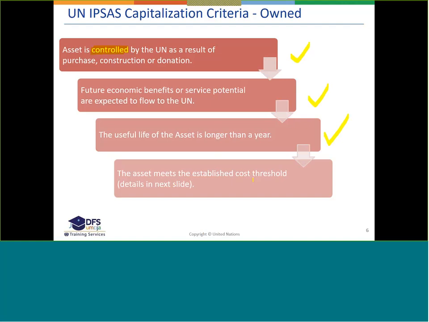So if you identify an asset in your mission that is controlled by UN, it has service potential or will bring economic benefit, its useful life is longer than 1 year, and the asset meets the established cost threshold, so the capitalization threshold, then it's supposed to have an asset master record in the system.